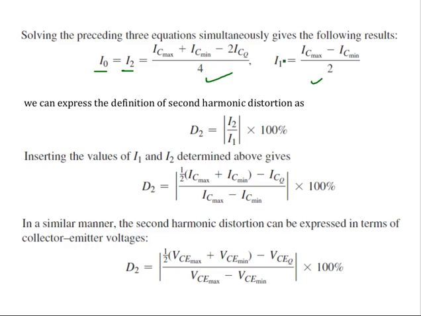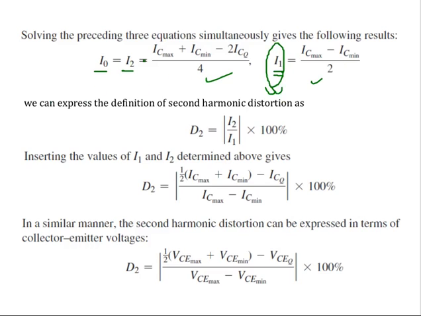Okay. So, and what about the fundamental component? It will be IC max minus IC minimum by 2. So, if distortion is there, then obviously I0 and I2 will have the values, not just I1. Otherwise, only I1 will take the value.